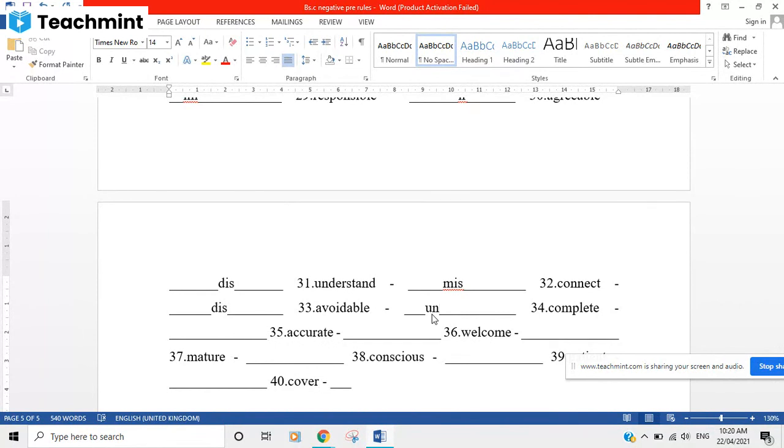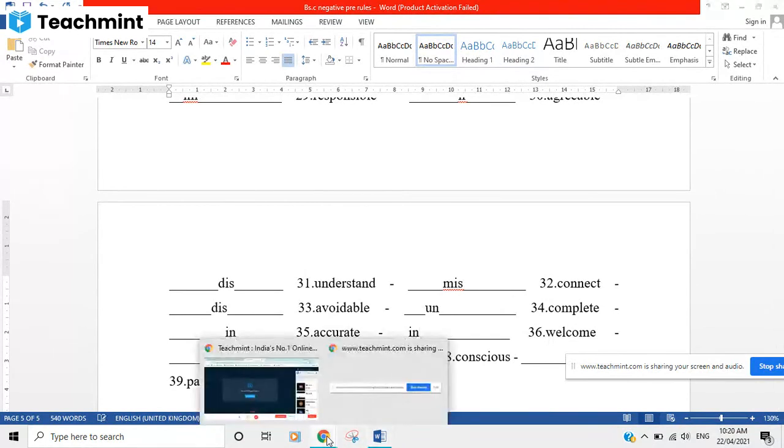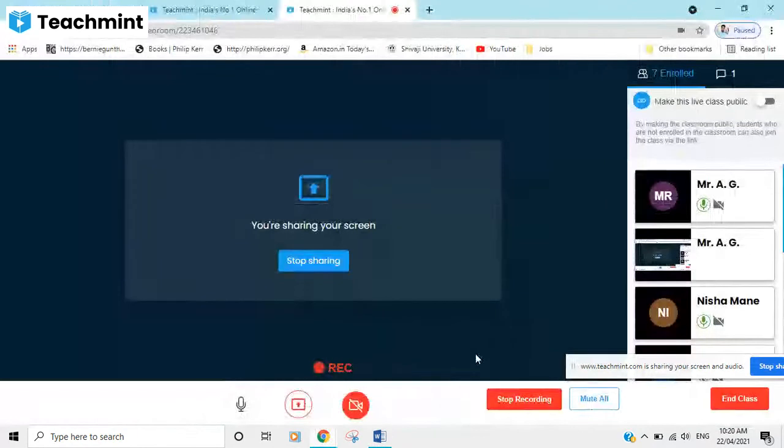Is my screen visible to you? Can you see my screen? Yes, okay. So this is your syllabus. You have only the first three modules for this semester. Okay, the fourth one has been removed, so you have to study only the first three modules.